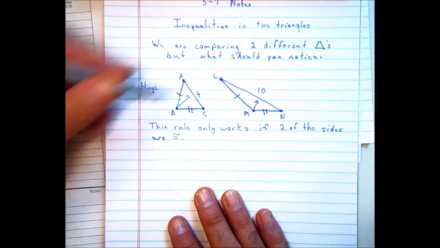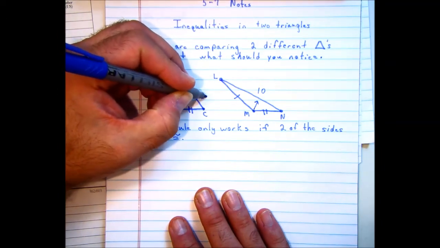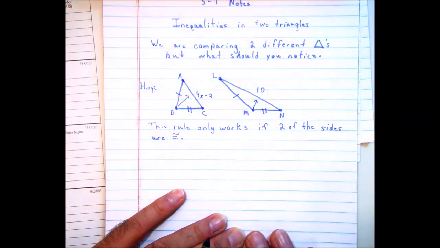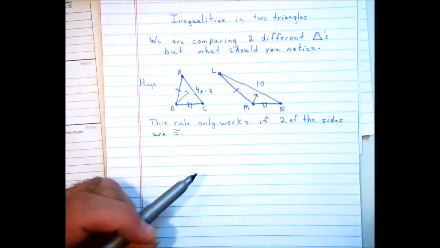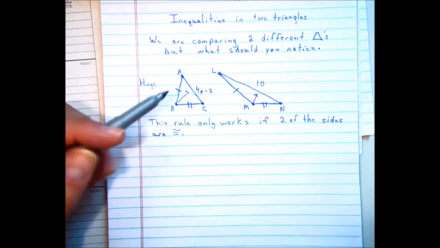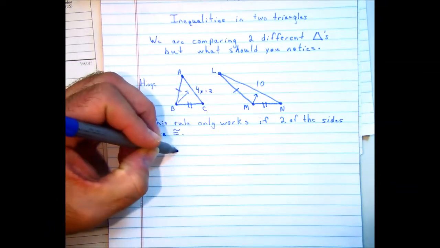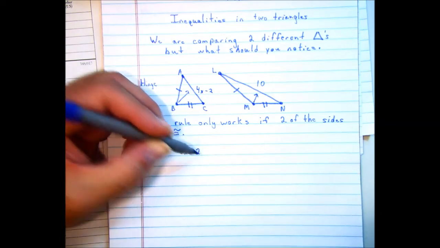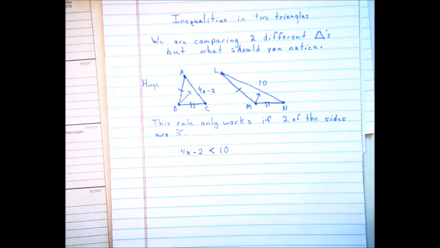Well, let's say we goof this up. Let's say I put this as 4x minus 2. And this is still 10. Well, now I've changed the look of the problem. The concept's still the same. Okay? If I tell you that LN is bigger than AC, that means AC is smaller than 10 or less than 10.